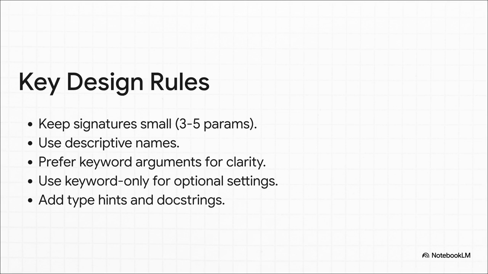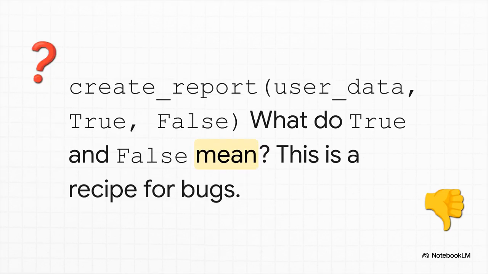Use really descriptive names that make it obvious what each parameter does. Always prefer using keyword arguments because it makes the code self-documenting. Use keyword-only arguments for any optional settings. And of course, add type hints and docstrings to make your intentions perfectly clear. I mean, just look at this. This is what we're trying to avoid.